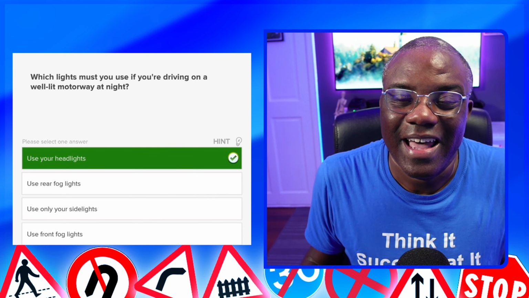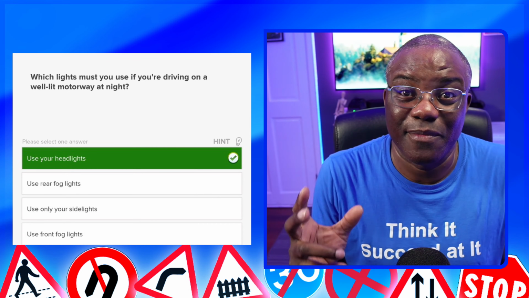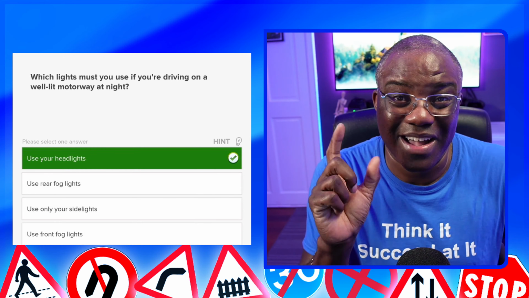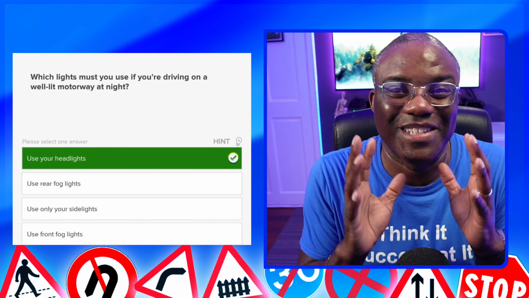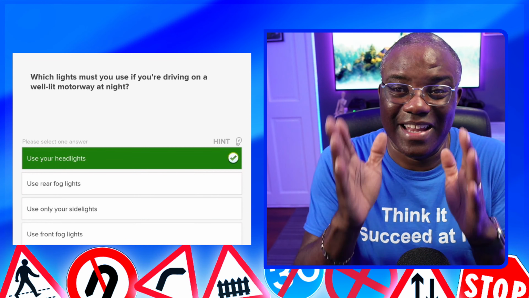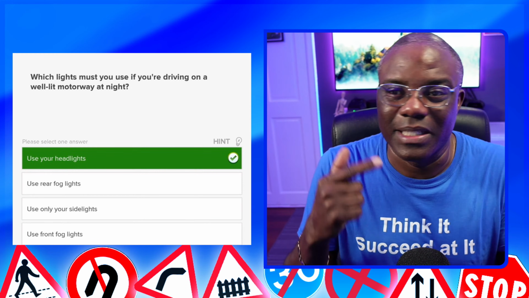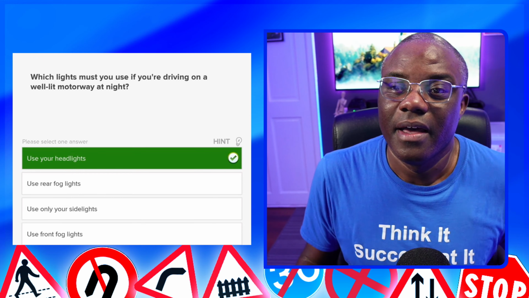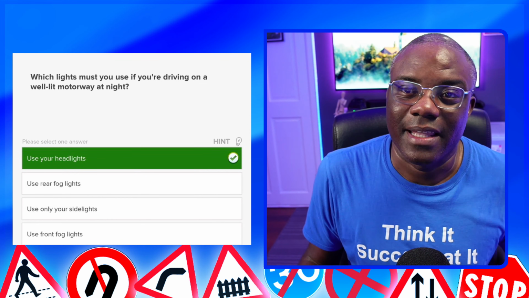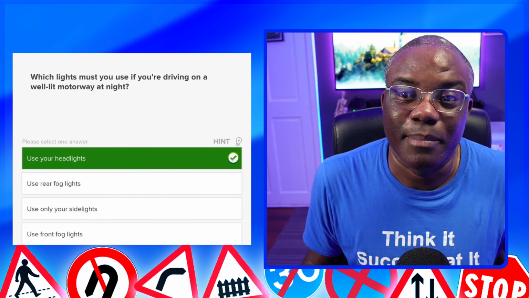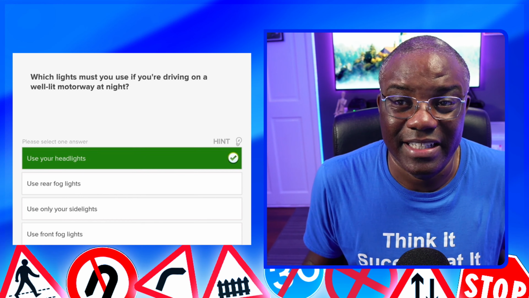Dipped headlights and headlights are the same thing. That's why pupils get thrown off. That's why, again, I say do not memorize your answers. Because when it's like this, you think headlights and you've memorized dipped, because I've just been saying dipped, dipped, dipped all the way through this live. Dipped headlights and headlights are the same thing. They just word it slightly different.